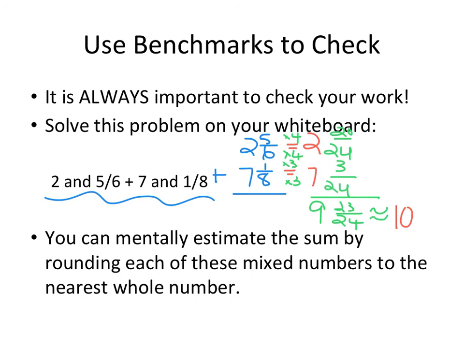Now when I go back and I look at the mixed numbers that I added together, 2 5/6 is only 1/6 away from the next whole number, which is 3, plus 7 1/8, well, that's only 1/8 past 7, so it's pretty close to 7. 3 plus 7 is equal to 10, so I know that I should have an answer that is about 10, and I do, so I have used those benchmarks to check to see if the answer is reasonable.